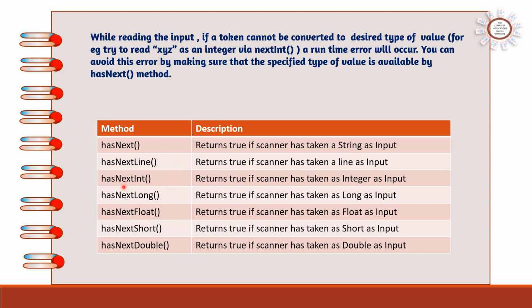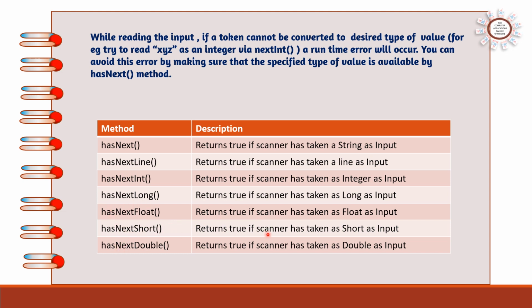hasNextInt, with N and I capital, no space. Here it will check whether the scanner has taken an integer as input, that is, whether the user has given an integer as the input. If any other number, like a double, is coming, the answer will be false. hasNextLong will check if the input is long or not. hasNextFloat will check whether the input is a float or not. Here N and F are capital, and here N and L are capital.